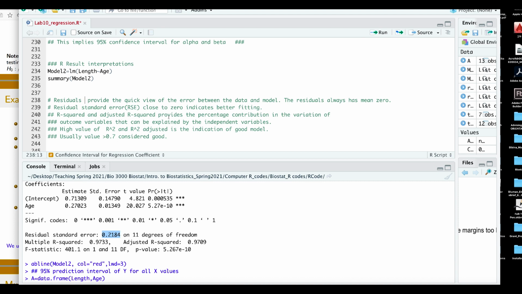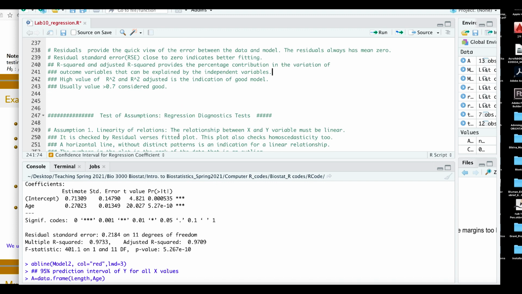R-squared and adjusted R-squared provide the percentage of the variation in the outcome variable that can be explained by the independent variable. So it shows how well the data fits, the strength, okay? A high value of R-squared and adjusted R-squared is an indication of a good model. Usually the value is greater than 0.7. Some people say greater than 0.8. Some people say greater than 0.7 is considered good, okay?